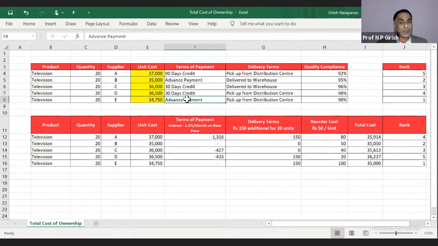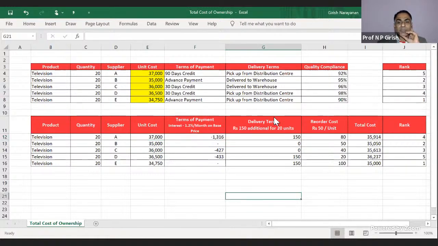E is asking for advance payment, so you don't get any benefit. 90 days credit, what does it mean? You pay only 90 days later, isn't it? So that much money you can actually circulate. Practically speaking, at something like 1.2% for 3 months, that comes to 1316. So although it costs 37,000, it's practically only costing you 35,684. Are we clear here? Okay.